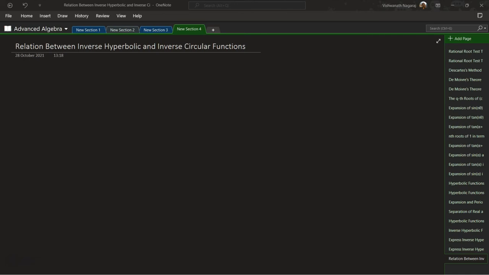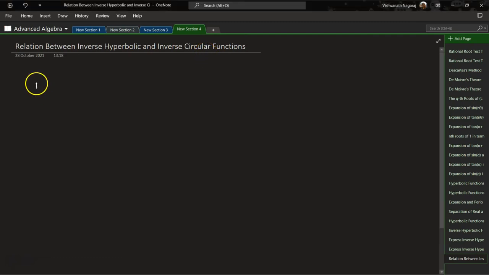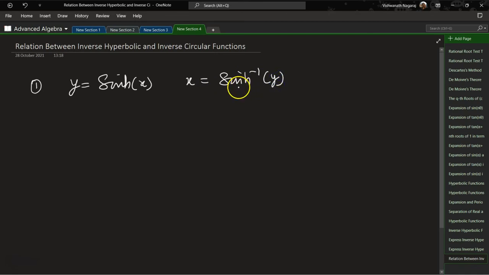Let's understand the relation between inverse hyperbolic and inverse circular functions. So let's begin with y is equal to hyperbolic sine of x. What we want to do is take the inverse of this, so that becomes x is equal to hyperbolic sine inverse of y. We want to come out with an equivalent inverse function with respect to sine. Let's see how we can do that.